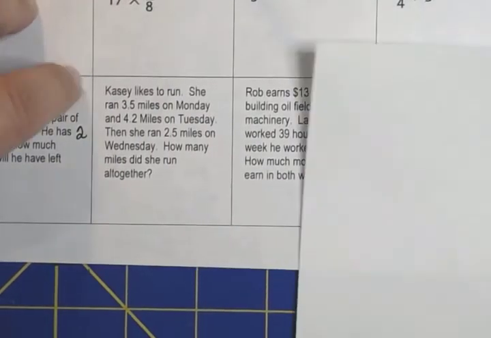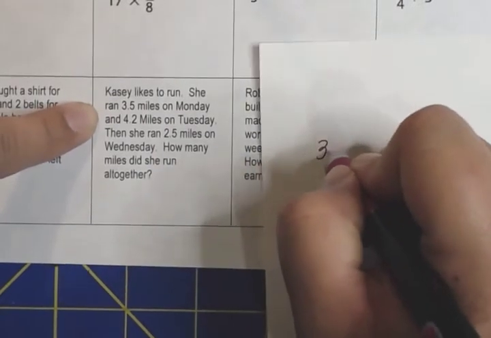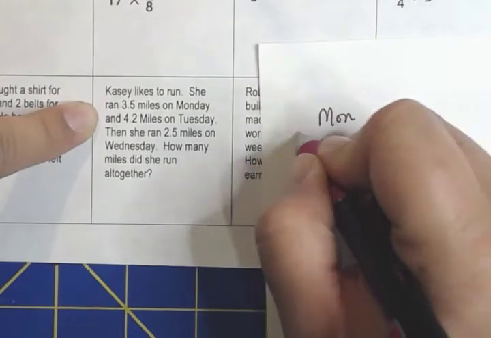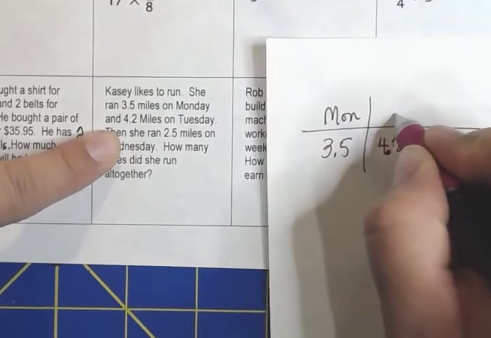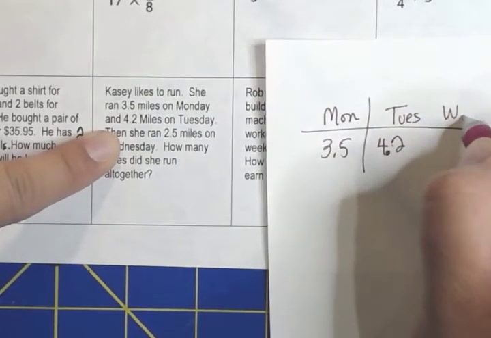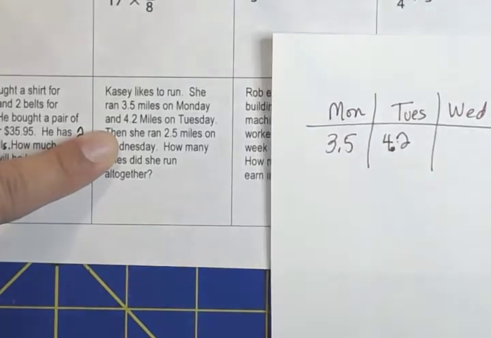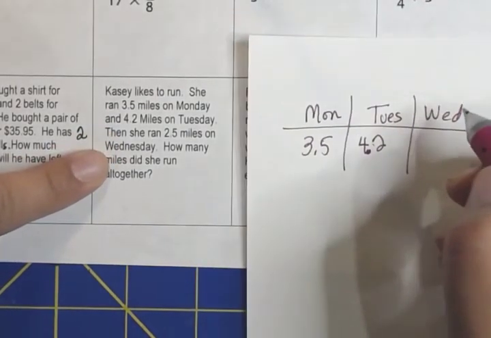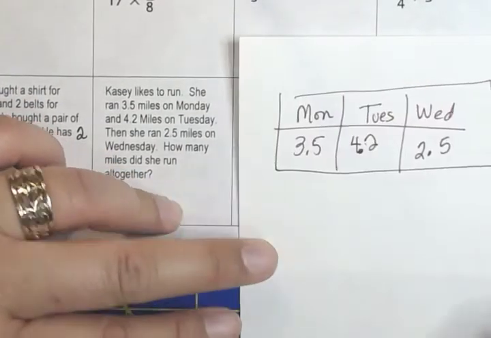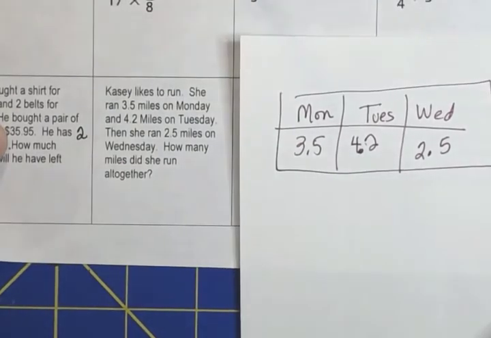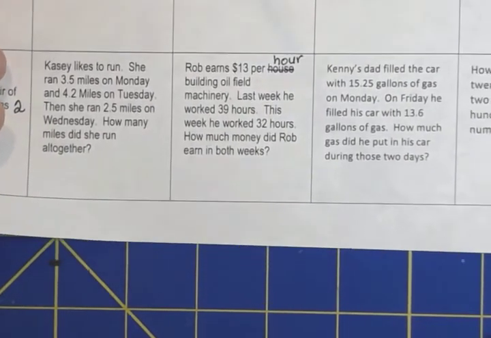Let's look at day 2. Casey likes to run. She ran 3.5 miles on Monday. .2 miles on Tuesday. And on Wednesday, she ran 2.5 miles. How many miles did she run altogether? That is fairly easy. You should be able to do that without any help. Let's look at day 3.